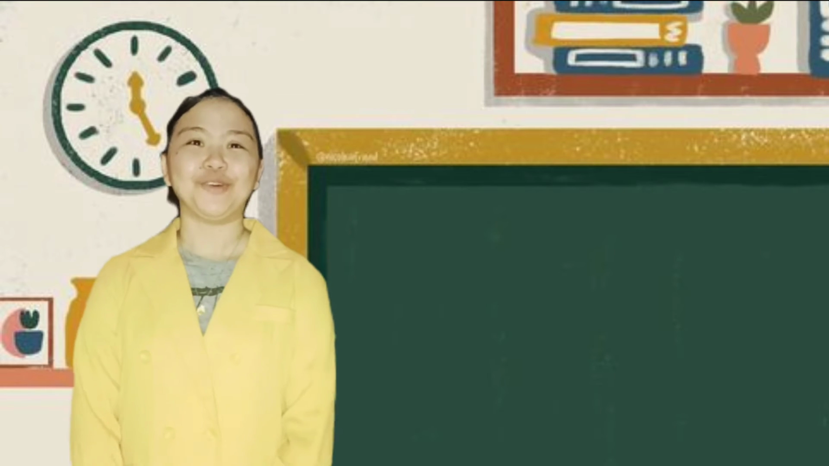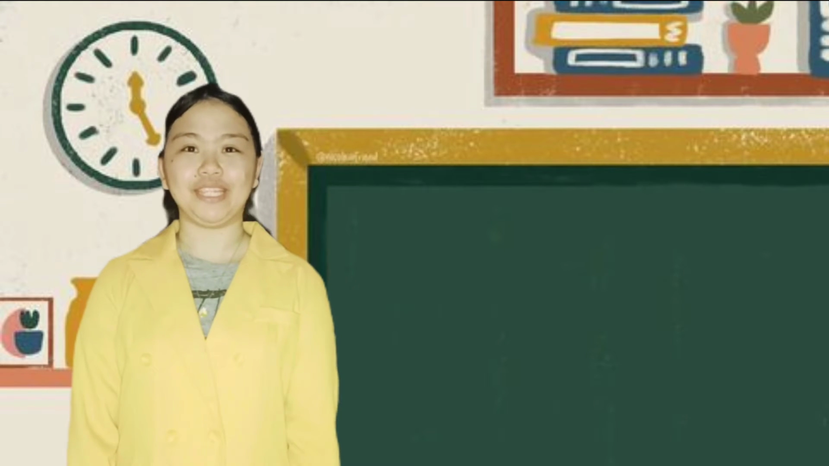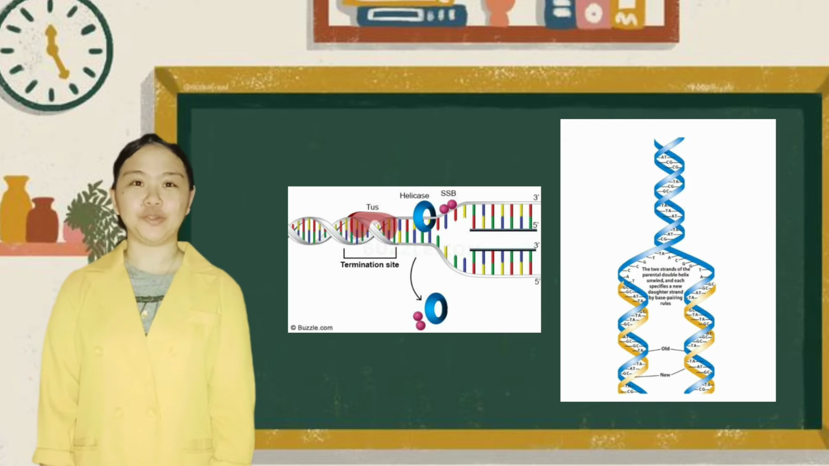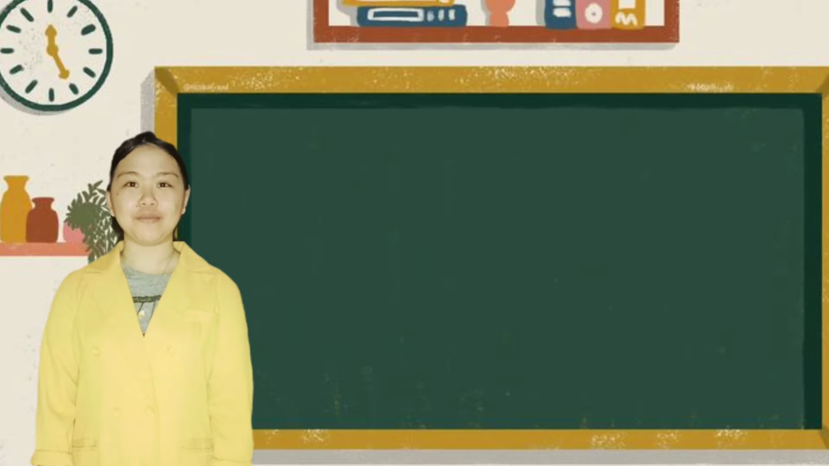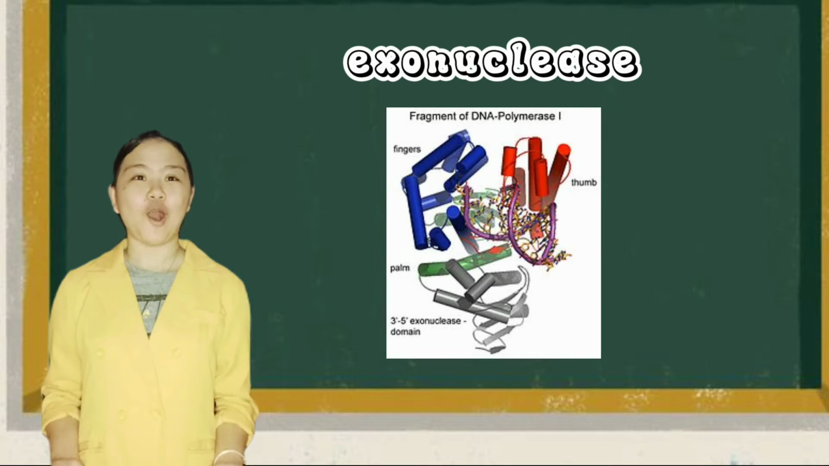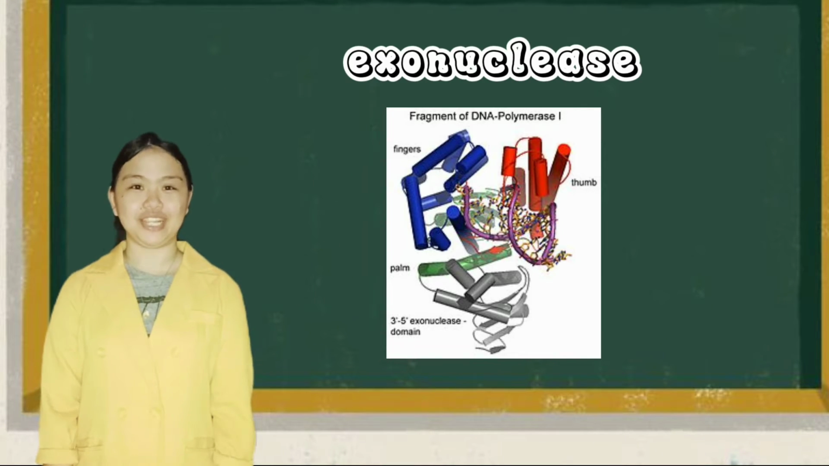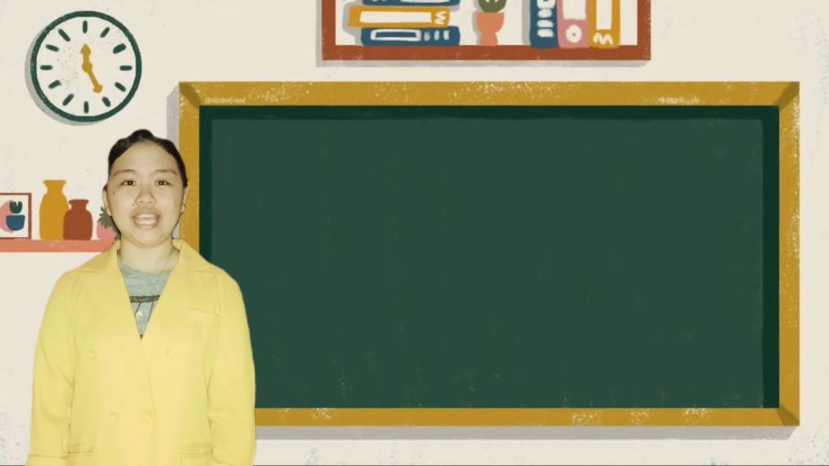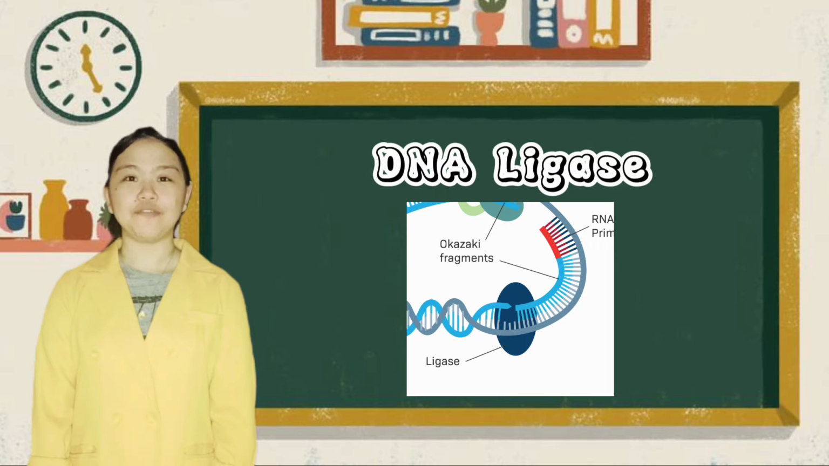And lastly, to complete the process, we need the step that is known as the termination. Once both the continuous and discontinuous strands are formed, an enzyme called exonuclease removes all RNA primers from the original strand. These primers are then replaced with appropriate bases. Another exonuclease proofreads the newly formed DNA to check, remove, and replace any errors. Another enzyme called DNA ligase joins Okazaki fragments together, forming a single unified strand.